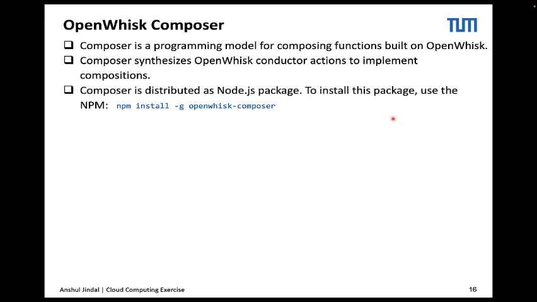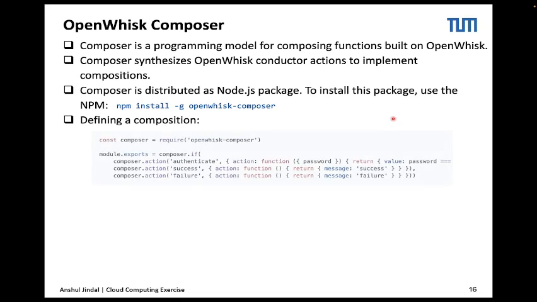With this composer, you can define the OpenWhisk Composer and specify what functions you want to invoke. Let's say over here I have an if composer. If something is true, it goes to that function; if it's not, it goes to the other function. So it will first call this authenticate function, and if the output is success, then it will call the success function. Otherwise, it goes to the failure function itself.